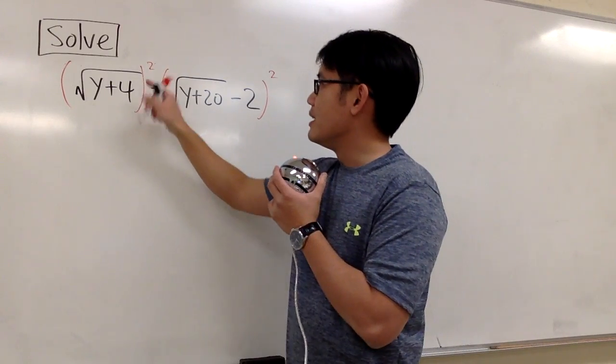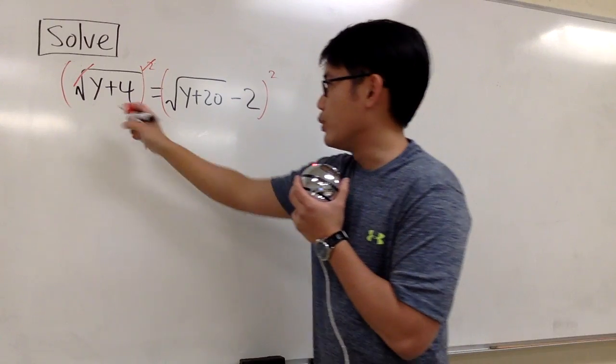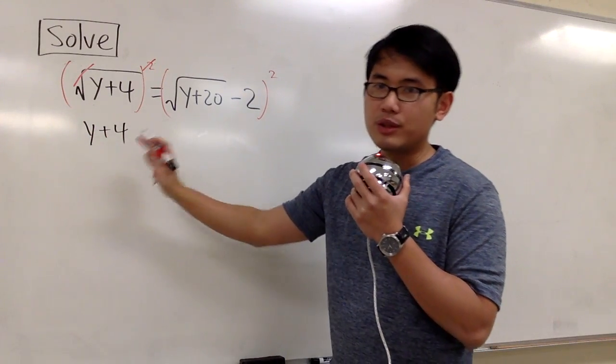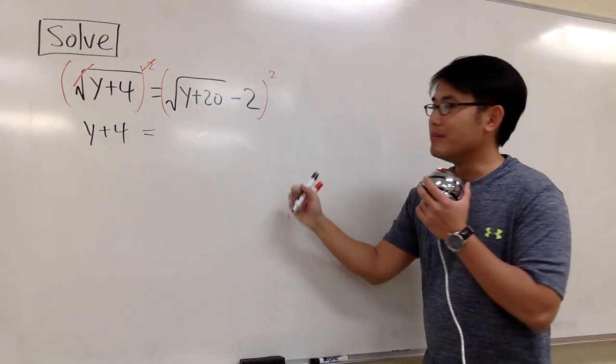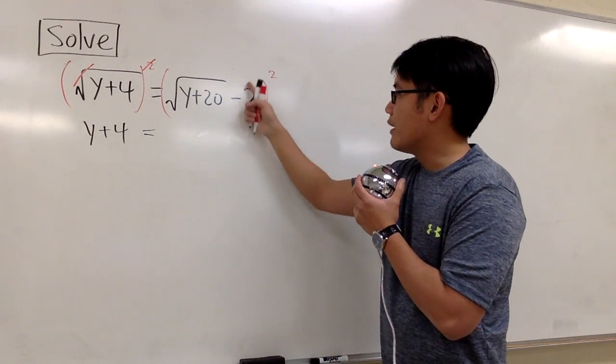The left hand side is easy because this square and the square root will cancel each other out. And then we'll just end up with y plus 4. That's it. That's the result on the left hand side. But then the right hand side, it's not so easy because we have two things. The square root of y plus 20 and then we have the 2 right here.